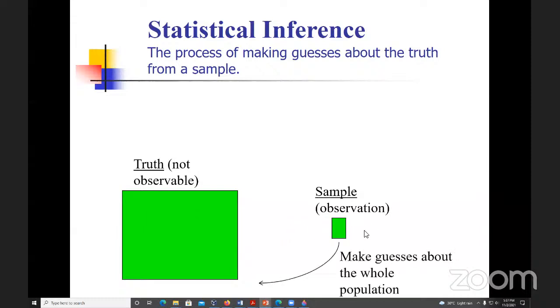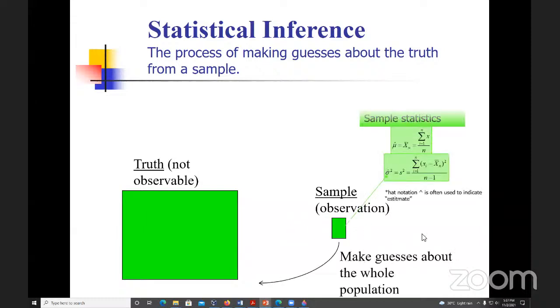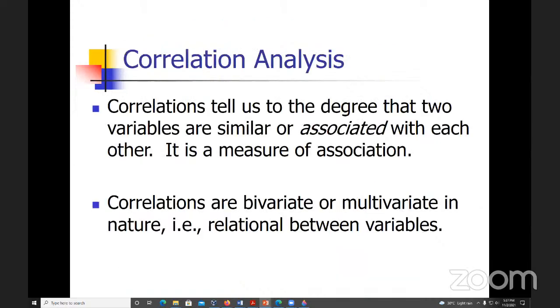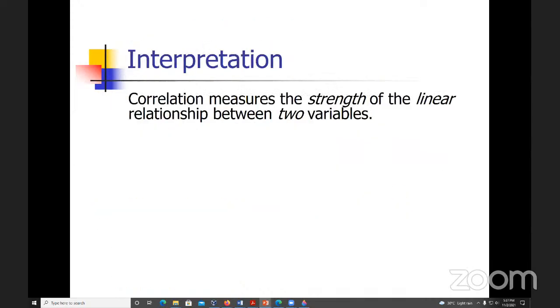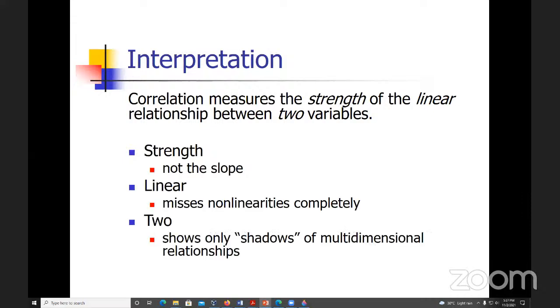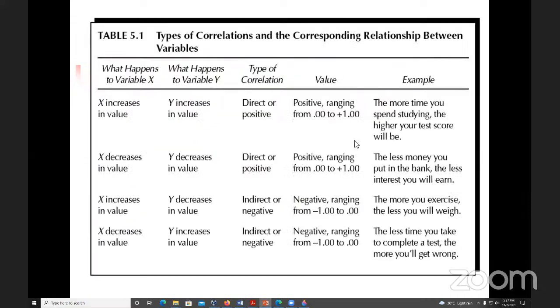Right, so I was saying the sample and the population are not the same. You want to make guesses about the whole population. And we already know that correlations vary from -1 to 1. When correlation is positive, I give this example. Similarly, if you put less money in the bank, you're going to earn less interest. Another positive correlation: when one thing goes down, the other thing goes down.